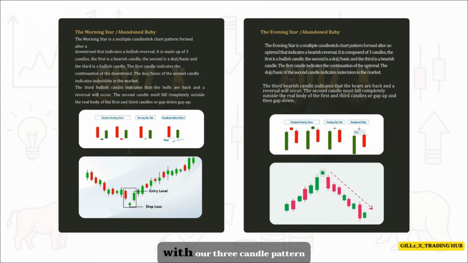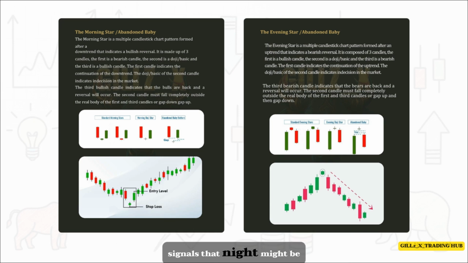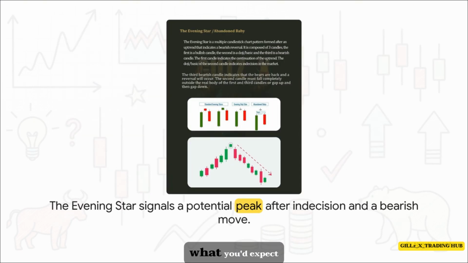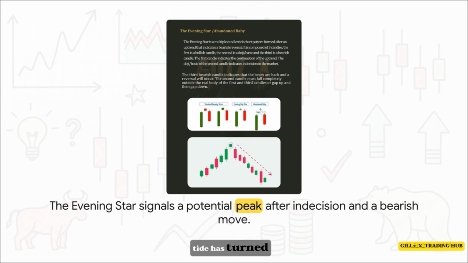And it's the same deal with our 3-candle pattern. The morning star brings the hope of dawn, while its counterpart, the evening star, signals that night might be falling on that nice uptrend. They're just perfect, symmetrical opposites. And the story is exactly what you'd expect. The bulls were pushing prices up, feeling confident. Then you see that small candle of hesitation right at the top. The momentum stalls out, and that's the opening the bears were waiting for. They jump in with a powerful red candle, confirming the tide has turned.